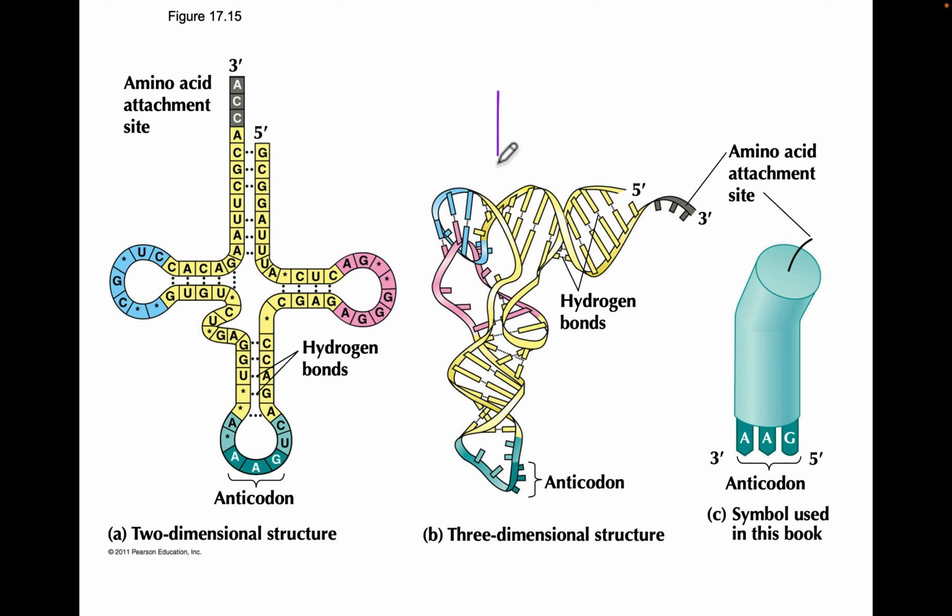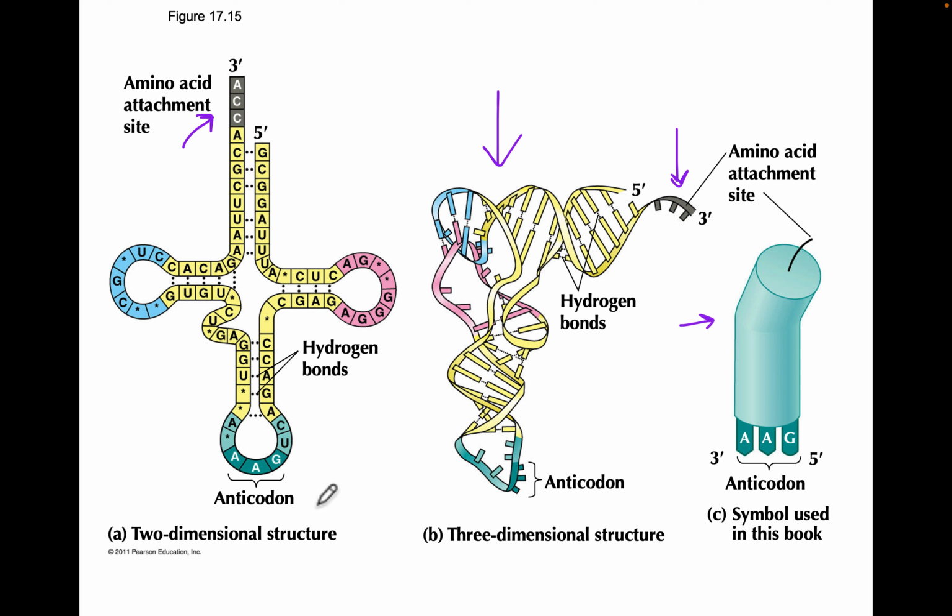tRNA has a three-dimensional shape. You can see this in the middle picture, which allows it to do its job. And in the book, you see on the right side here, this is our representation, a symbol used in the book. It has the most important parts. So one end, which is the same as this part or this part on these two more molecular structures, is where the amino acid is going to attach.